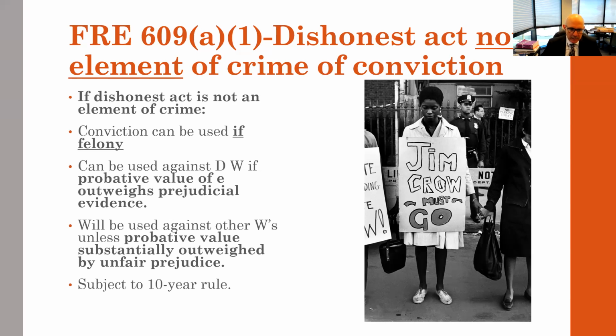Now, if it is another witness other than our client, then the felony conviction is coming in unless the probative value substantially outweighs... I'm sorry, I confused that there. The conviction will be used, and my apologies for that, against another witness that is not our client, unless the probative value is substantially outweighed by unfair prejudice.